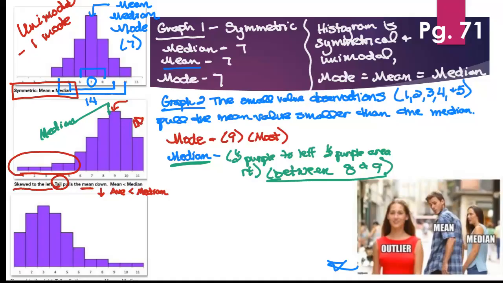Now, the mean, because I do have all these small amounts, is going to be less than that even. So my mean, I need a different color. The average, because of all these small little numbers, is going to be even lower. So my mean here is going to be between 7 and 8. Okay?